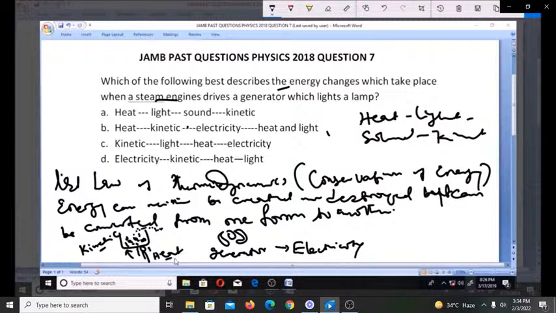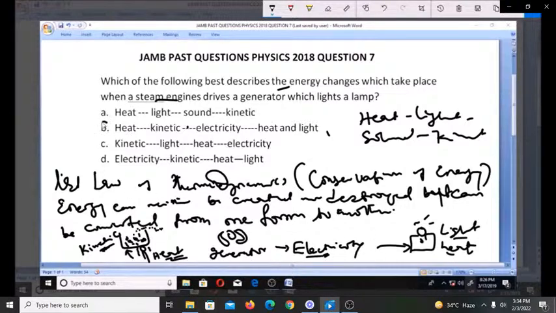So you notice from heat to kinetic to electricity. Now what does this electricity do in this generator? If you have a lamp like in your house, your electricity should be able to light up your lamp. And as it's lighting the lamp, when you touch the lamp, you will notice that there is heat in the lamp. So you see the motion here from heat to kinetic to electricity to light and heat.